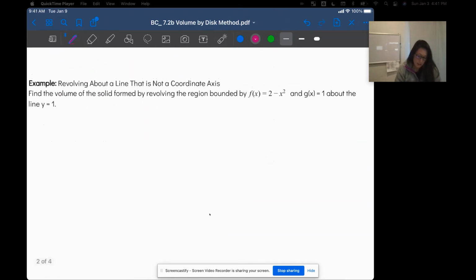Next, this time we're going to revolve around a line that is not the x or the y axis. If you draw it out, it makes a lot more sense. Okay, so find the volume of a solid formed by revolving the region bounded by f of x is equal to 2 minus x squared, and g of x is equal to 1, and we're going to revolve around the line y is equal to 1. Okay, so shift it up 2, and then it is a negative curve. Let me draw that.